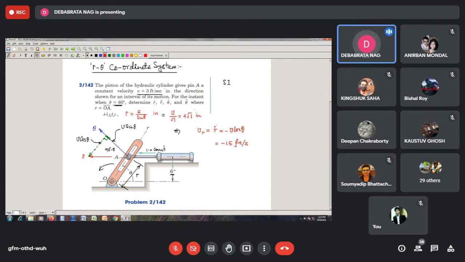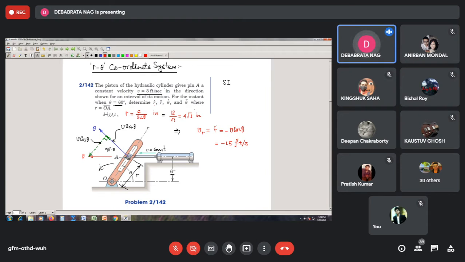So this is your theta axis, I can say, because theta increases in the counterclockwise sense. So this is the positive theta and this is positive r. Positive r will always be away from the center, correct? This will be your positive r sense and this will be your positive theta sense. So once I get it, then this is the velocity.